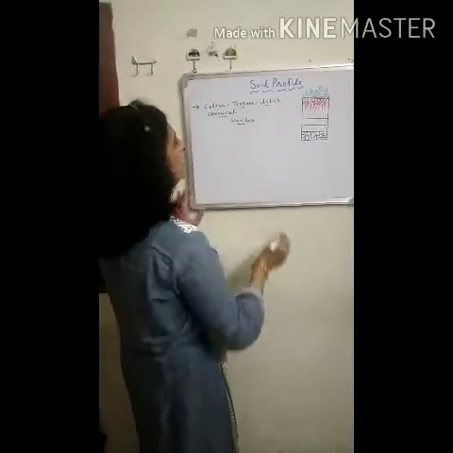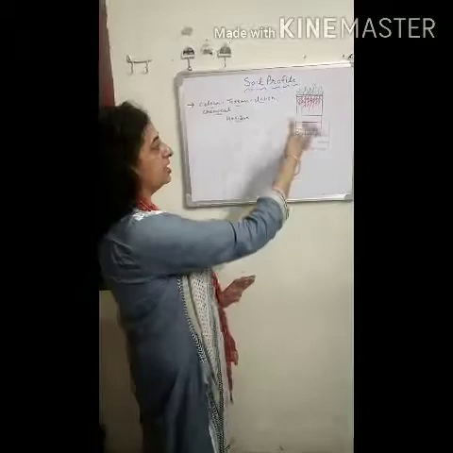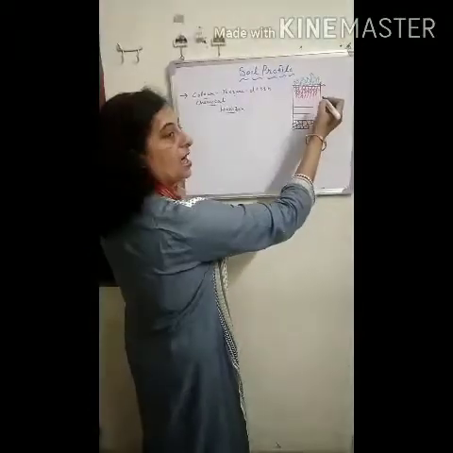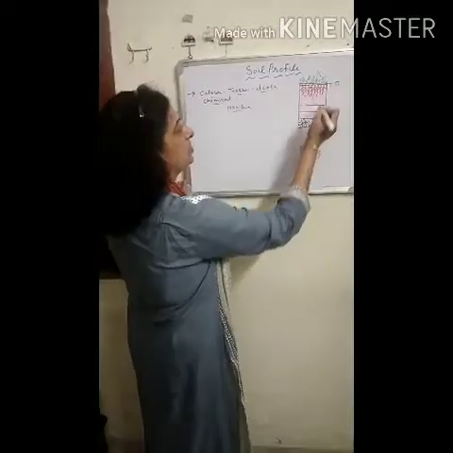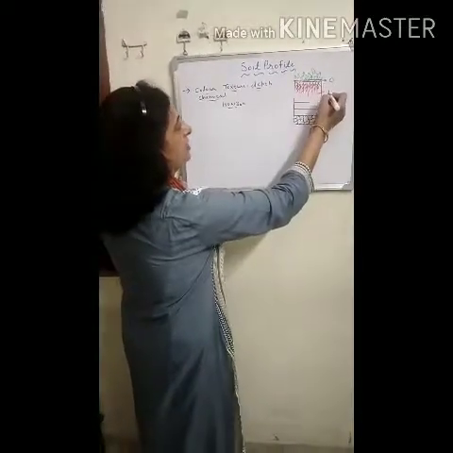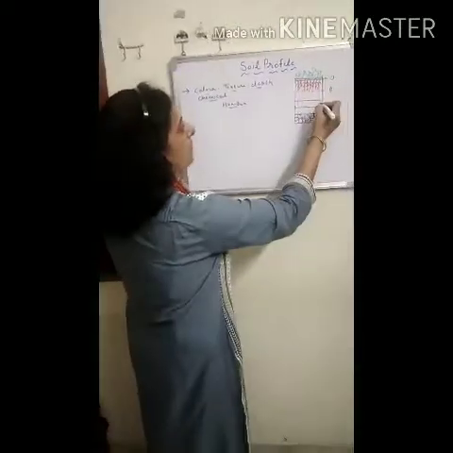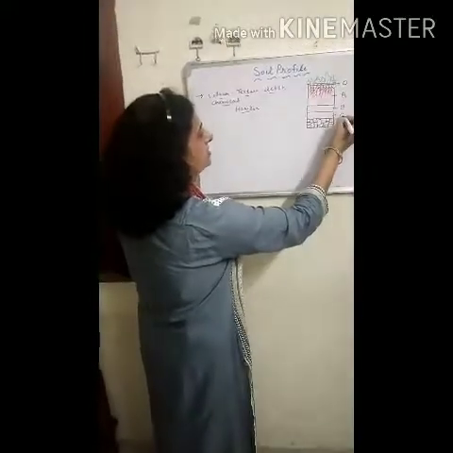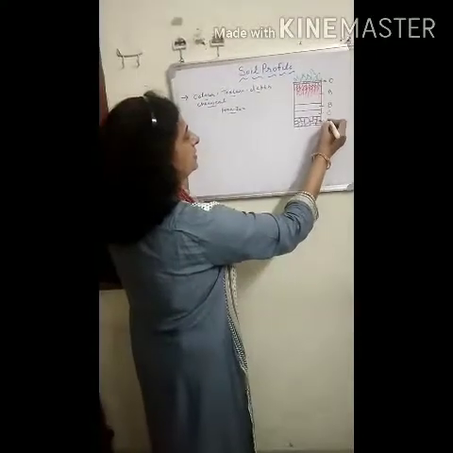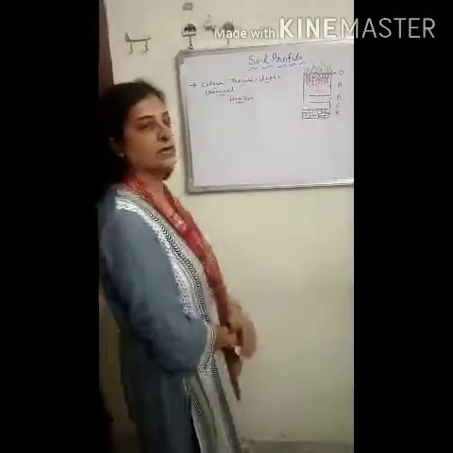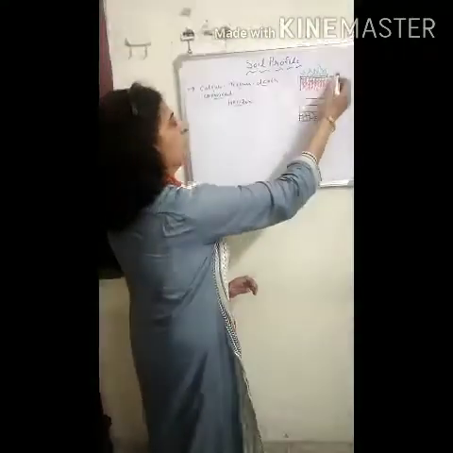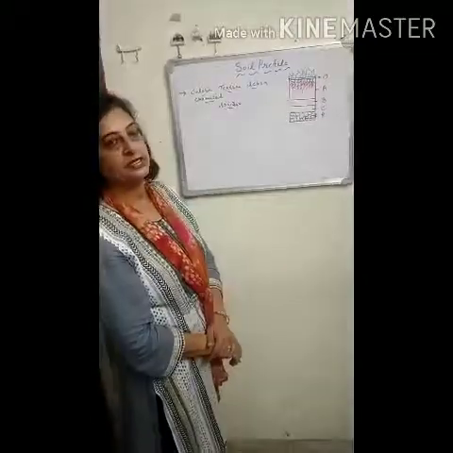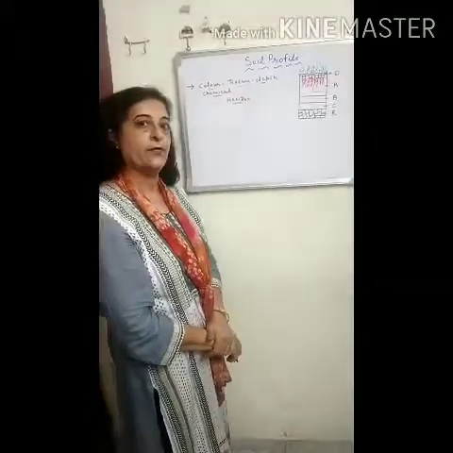So if we talk about the soil, there are a total of 5 horizons. The first one, the upper one, is the O horizon. The next one, A horizon. After that, B horizon, then C horizon, and after that, R horizon. So a soil profile is divided into 5 layers. Let us discuss these layers one by one.